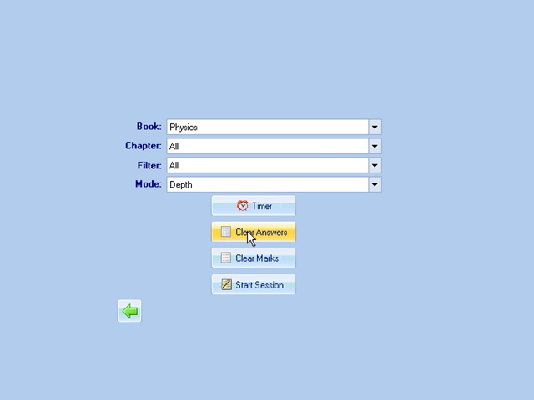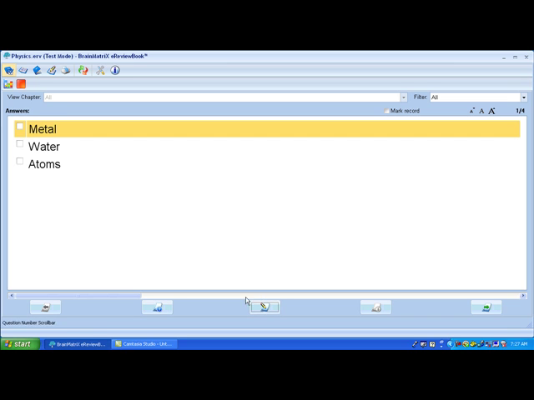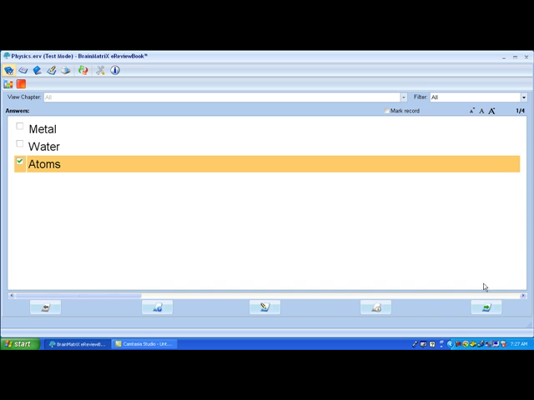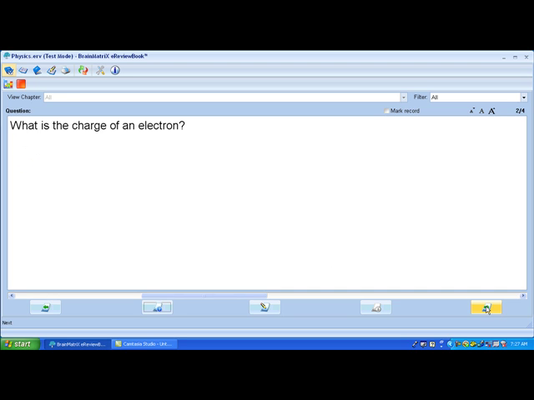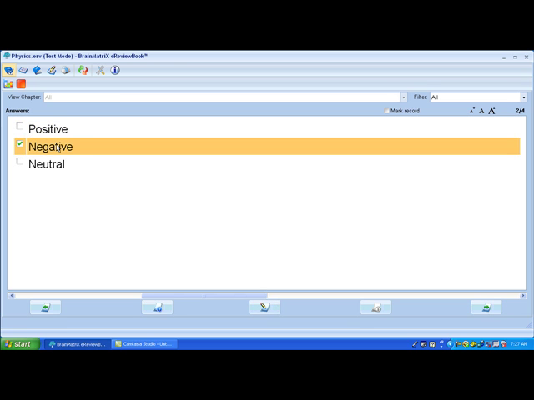And this time, we'll clear out the answers from before. We'll clear out any marks, which should still be clear. And molecules are made up of what parts? And now you know that the answer is going to be atoms, because we learned that. And let's advance. And now we get into the other questions. What is the charge of an electron? And we're given the opportunity to answer that question, etc. That's depth mode.